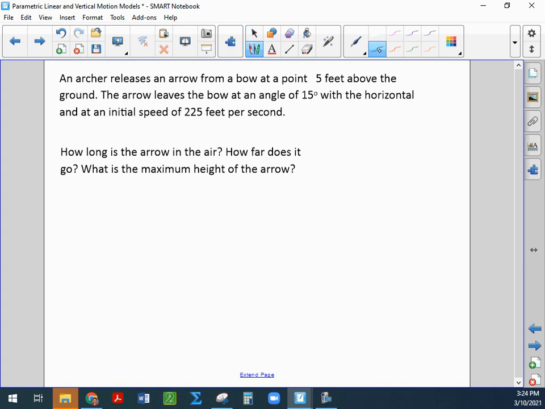So let's come up with our equations first. So my x of t, the horizontal distance that the arrow is going to travel, has a 225 feet per second. So we're going to do the initial velocity, 225 feet per second, times cosine of the angle, cosine of 15 degrees, times time.